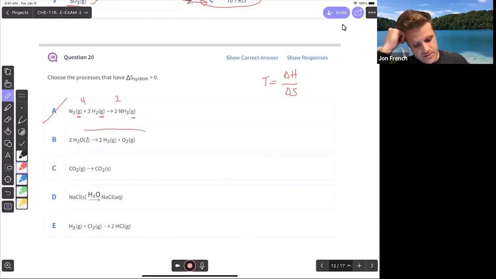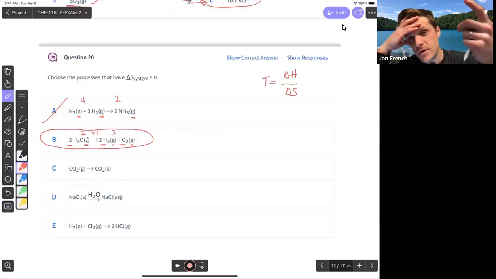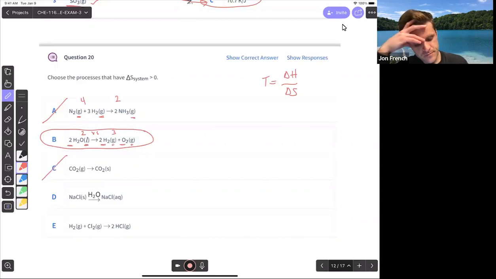Here, however, this would have a positive change in entropy because I'm going from 2 moles of a liquid to 3 moles total, and they're all gas. So I've got two things going for me. I'm increasing number of moles, and I'm going from a liquid phase to the gas phase. Here, I'm going from gas to solid. Moles are the same, so phase change is the main thing going on. That's not favorable, right? Because I'm going from something that has more entropy to something that has less entropy.